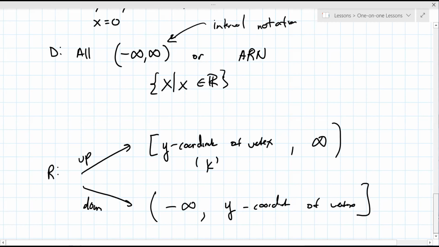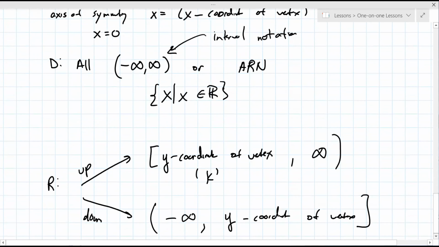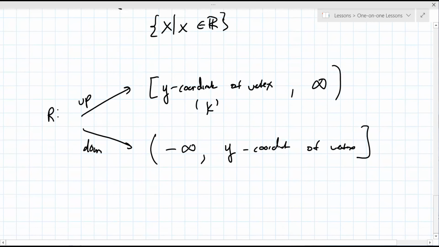So let's take a look here. Does this one open up or down? Number 3, this one, x squared minus 7, I already showed you over here. It opens up. So since it opens up, it's this top one. The y coordinate of the vertex was minus 7 to infinity.